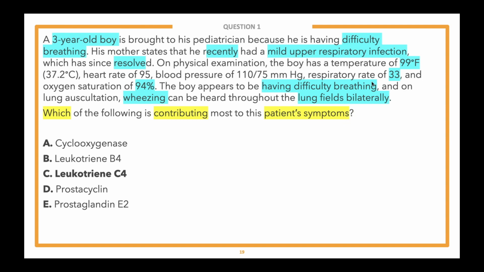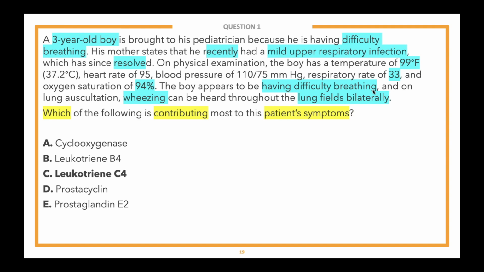So this could be saying that maybe he has asthma, especially in the setting of a recent mild upper respiratory infection. So he could be having a mild asthma exacerbation. As we know, viral URIs are often triggers for asthma exacerbations. So what's going on in patients with asthma or other respiratory diseases like that? Well, we know that there's chronic inflammation of the airways. We get smooth muscle contractility, we get increased mucus secretion, and this ends up causing an obstructive lung disease. Certain leukotrienes, specifically leukotriene C4, D4, and E4, are bronchoconstrictors.